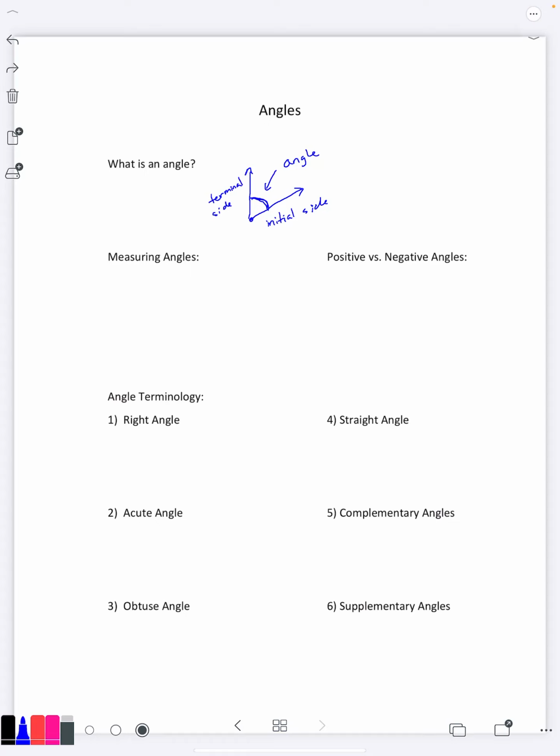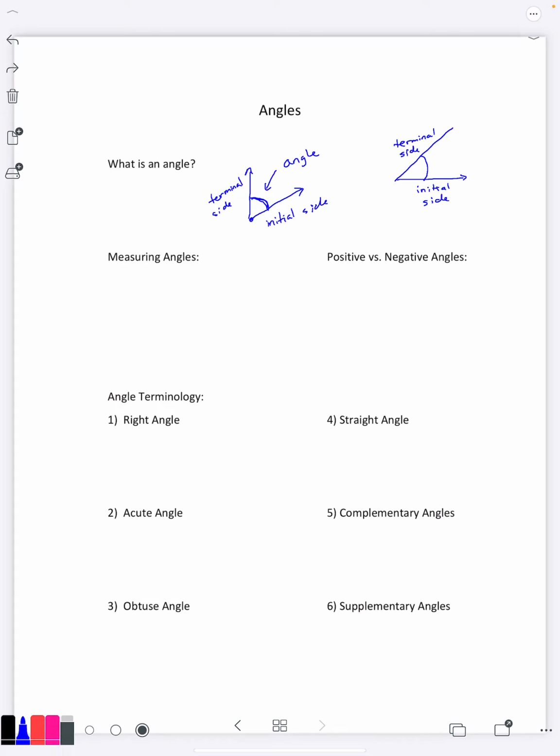The default for what we're going to be using in this class is the initial side is always going to be directly to the right. If you know about the XY axes, this is going in the X direction here, and if that's your initial side, then we go ahead and go out to whatever angle we're talking about. We have our terminal side, and that's how we're going to be drawing angles.